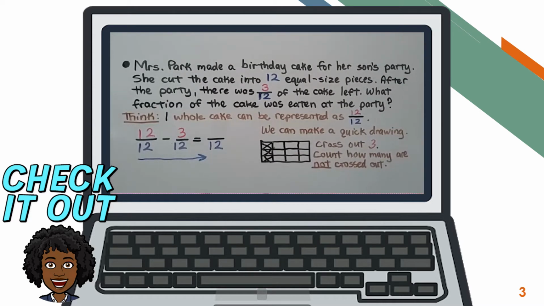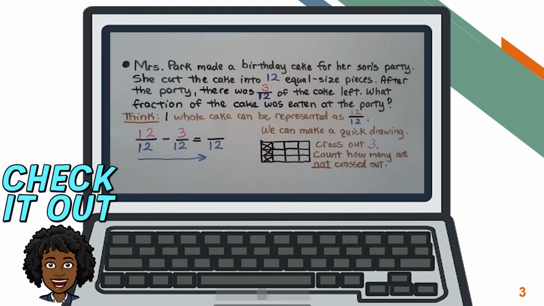Mrs. Park made a birthday cake for her son's party. She cut the cake into 12 equal size pieces. After the party, there was 3/12 of the cake left. What fraction of the cake was eaten at the party?